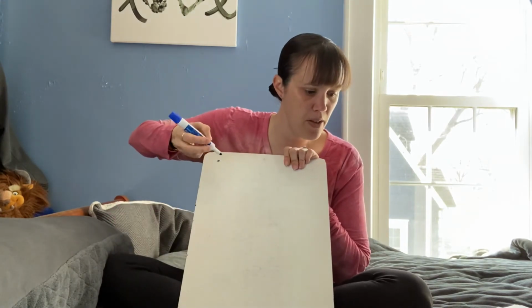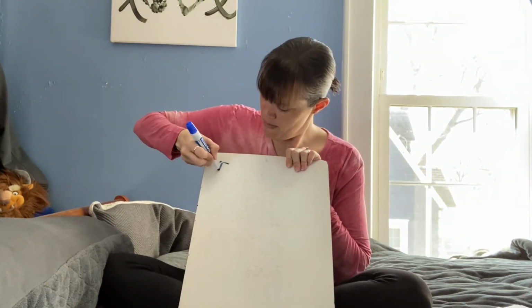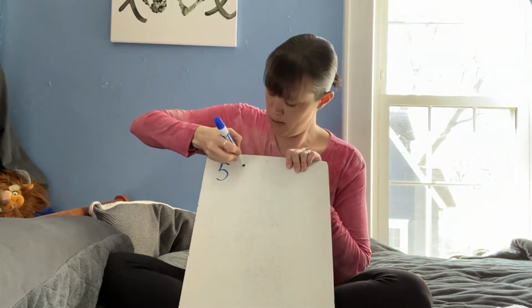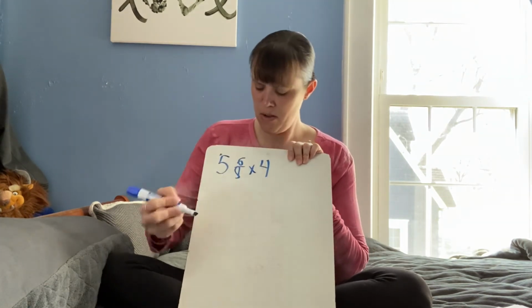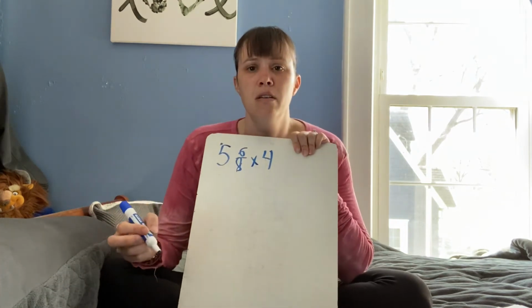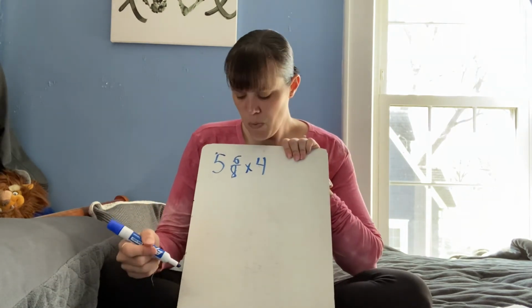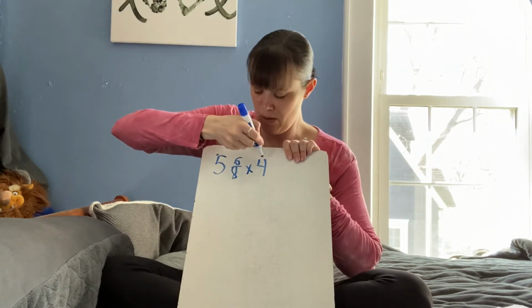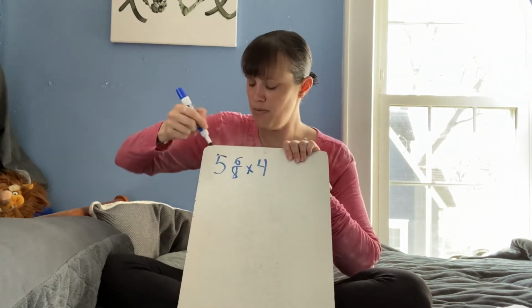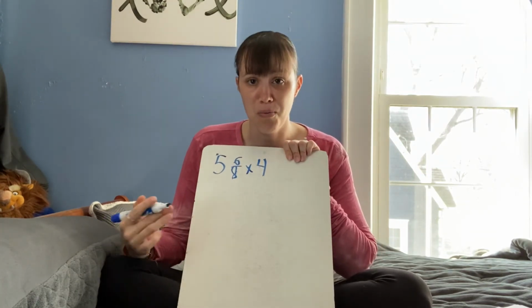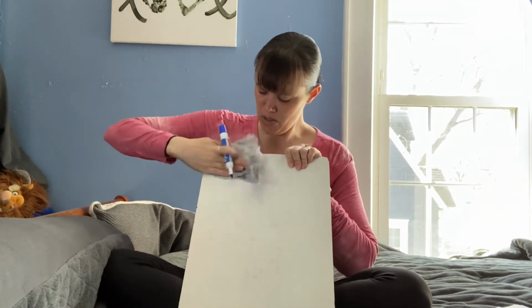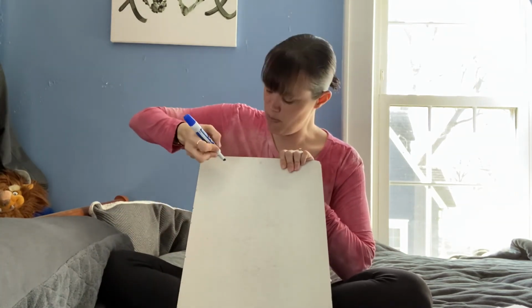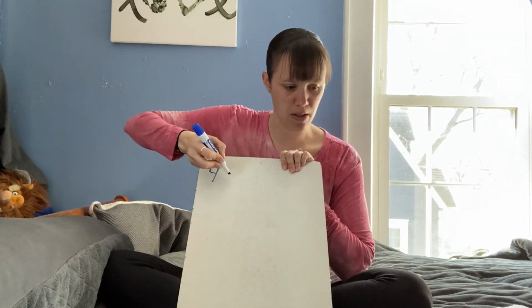We have 5 6/8 times 4. Well, this looks different, doesn't it? Can we do it the same way? Yep. You can say, oh, the 4 will go to the 6/8 and the 5, but you know what? If you would prefer to turn it around, turn it around. You're still multiplying the same numbers. Let's make it look like how we like it to look.